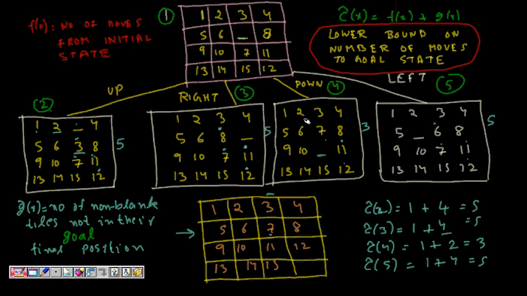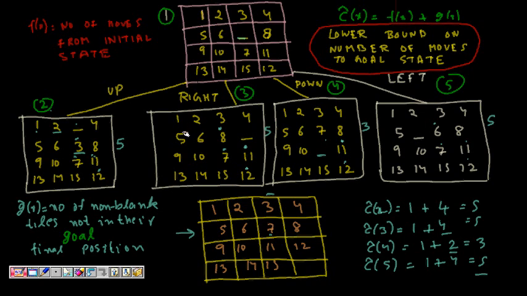For state 4 it is 1, 2, 3, 4 are fine, 5, 6, 7, 8, 9, 10. Here 12 should be there, it's 11. And then 13, 14, 15 are fine, this 12 is wrong. So 2 places are incorrect. So it is total C4 upper cap is 3. Similarly for state 5 it is 5.